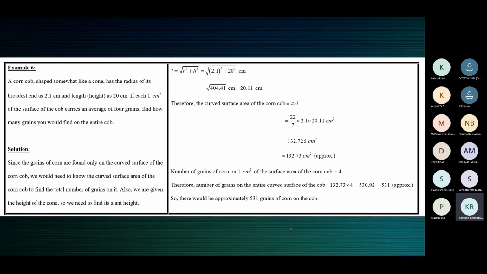I told you why it is not total surface area. Total surface area means including the circular portion of the cone. But on the circular portion, you will not find grains. So if the grains are not on the circular portion, the remaining is the CSA.